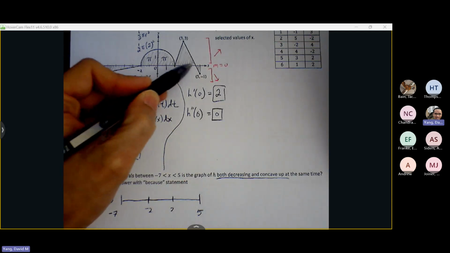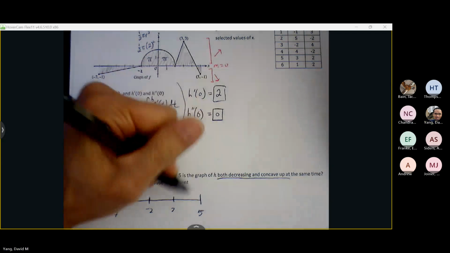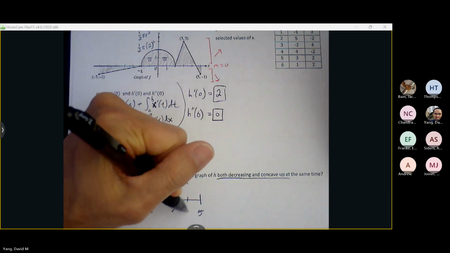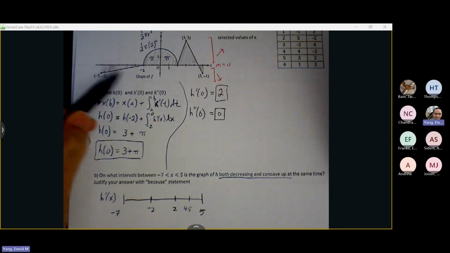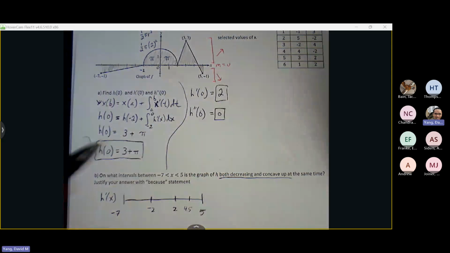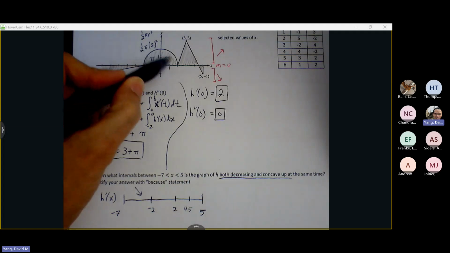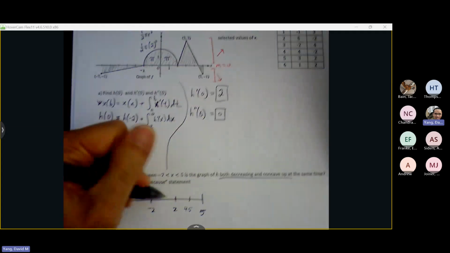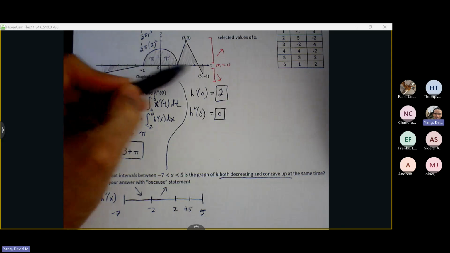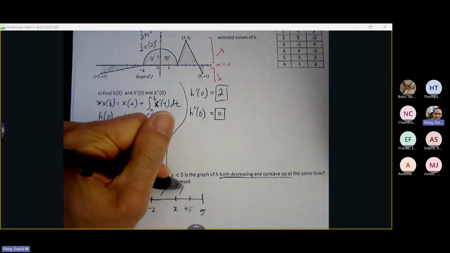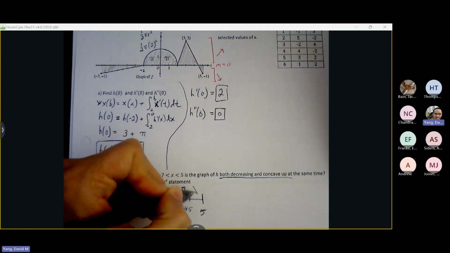And then 1, 2, 3. This looks like it's at 4.5. Looks like it's between 4 and 5 here. Okay, so we start off below the x-axis, which translates to be a negative slope. Between -2 and 2, all this is above the x-axis, so positive slope. Between 2 and 4.5, also above the x-axis, positive slope. From 4.5 to 5, below the x-axis, negative slope.